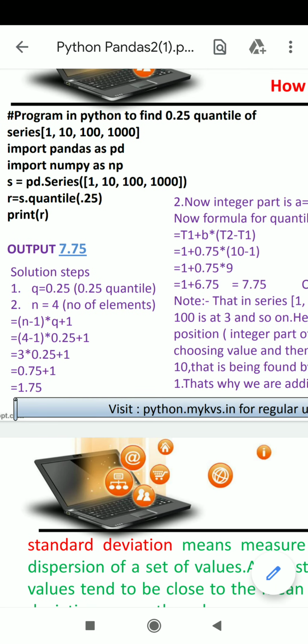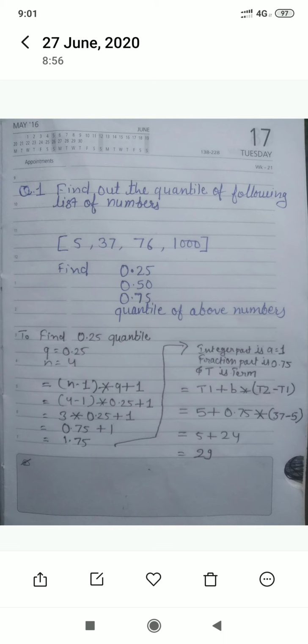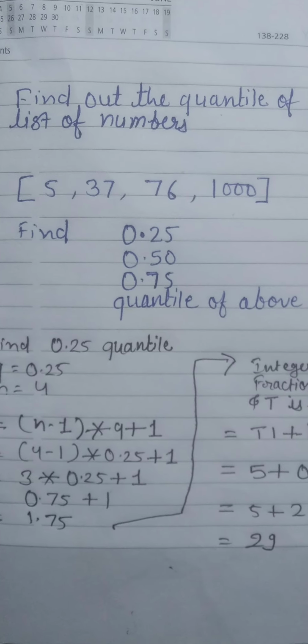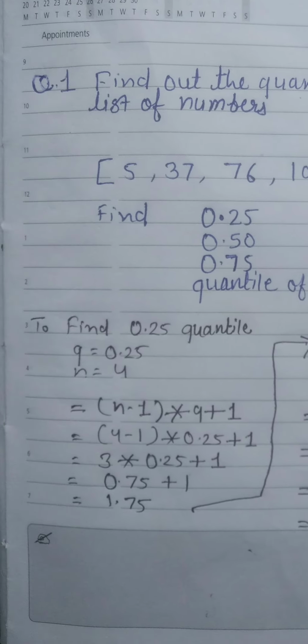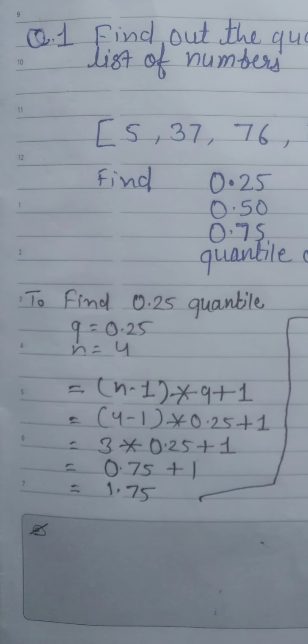Now, how can we find the result of this assignment? I have solved this question. We have four values: 5, 37, 76, 1000. Now I fill the values into the variables and follow the steps as given.